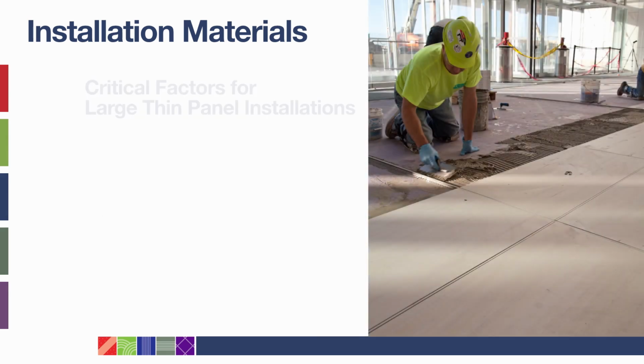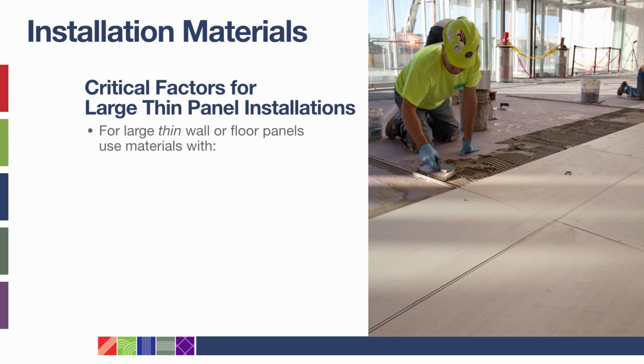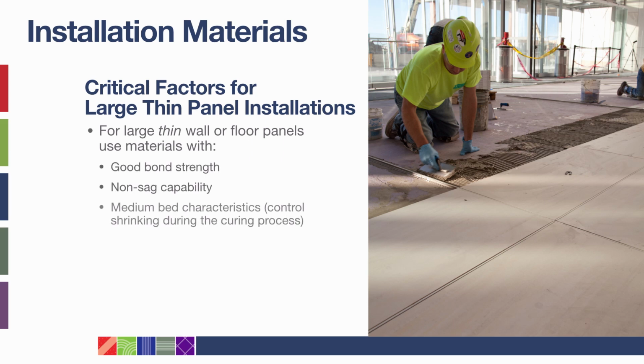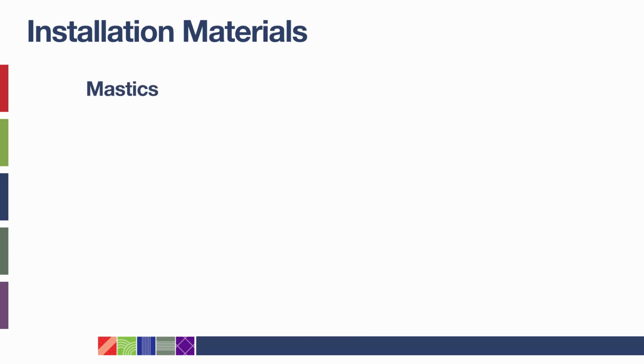To install large, thin panels on walls or floors, you must be careful to select materials that are appropriate for their installation. While good bond strength, non-sag capabilities, and medium bed characteristics remain critical to a successful installation, it is also important to use materials with high resistance to shock and impact that have adequate compressive strength to support the panels. Tile mastic is a ready-to-use organic adhesive option for tile installations.